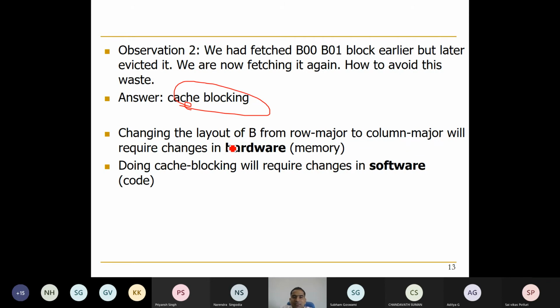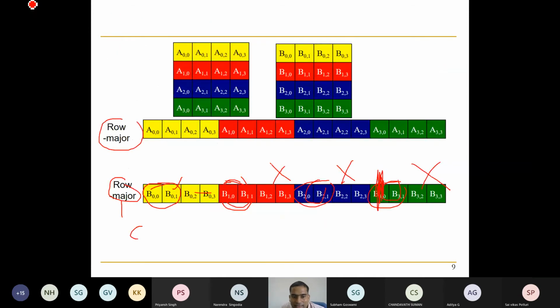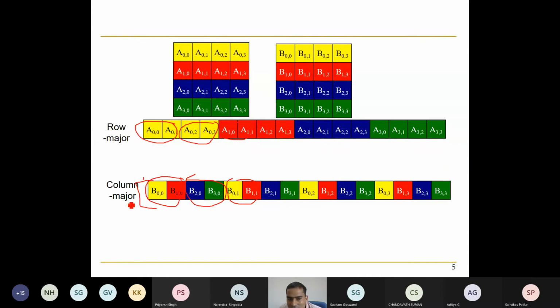So the difference is that if you change the layout of B from row major to column major, it will require changes in the hardware because you have to change the way the B matrix is stored. For example, this is the way the B matrix is stored in row major order, and this is the way it is stored in column major order. If you want to change from row major to column major, I will have to do a lot of changes. Move this element here, move that element there. That will be a lot of changes.